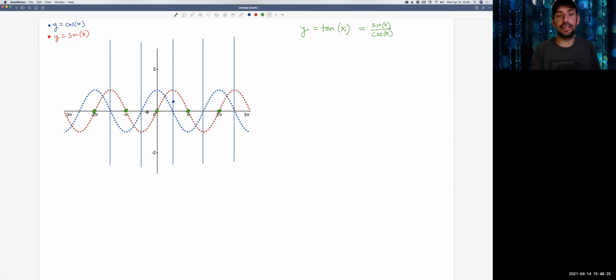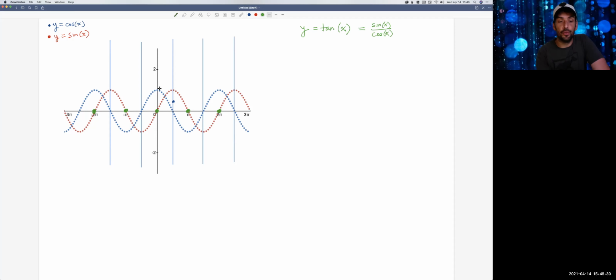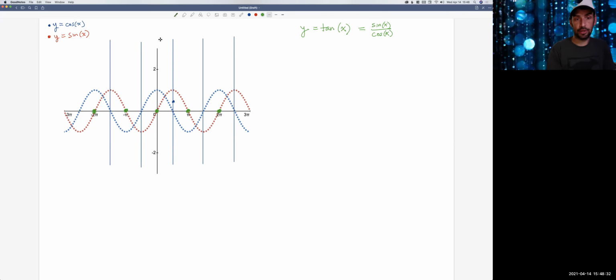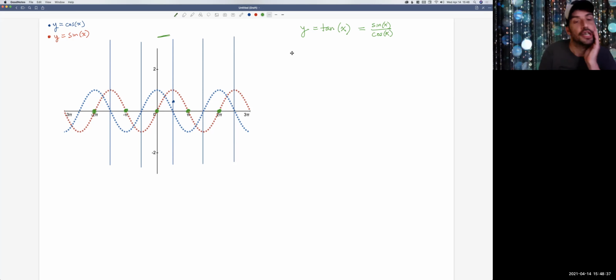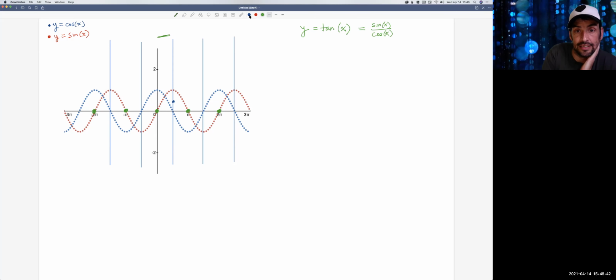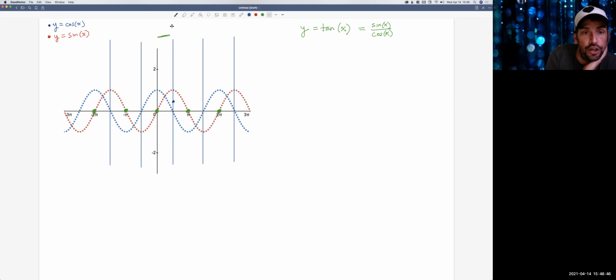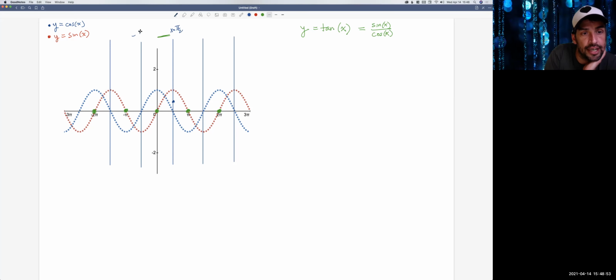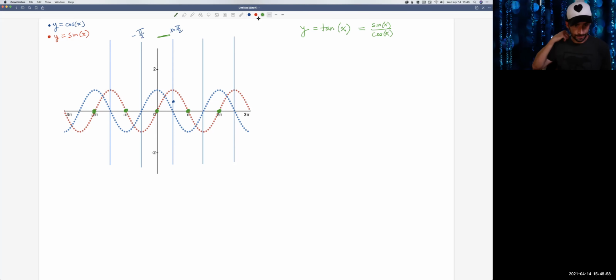So I'm going to look at the graph of tangent around the y-axis, okay? So right now I'm going to look between the y-axis and this first blue line that represents where tangent can't exist. And let's put in the values. This first 0 for cosine is at x equals pi over 2. This other one is at x equals negative pi over 2. That you can just get from the unit circle.